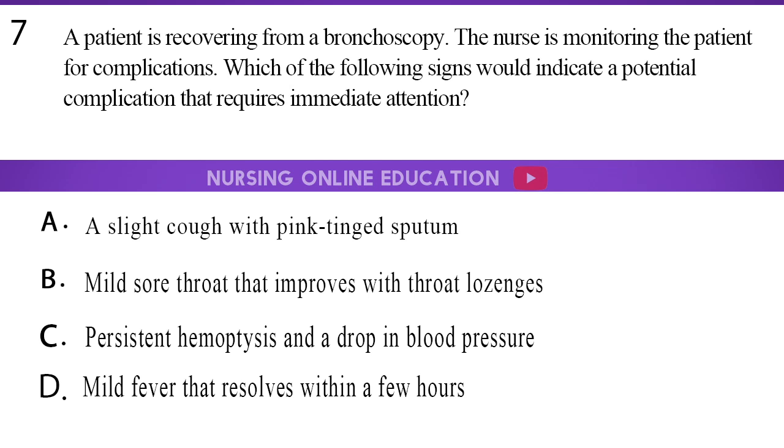7. A patient is recovering from a bronchoscopy. The nurse is monitoring the patient for complications. Which of the following signs would indicate a potential complication that requires immediate attention? A. A slight cough with pink-tinged sputum. B. A mild sore throat that improves with throat lozenges. C. Persistent hemoptysis and a drop in blood pressure. D. A mild fever that resolves within a few hours.